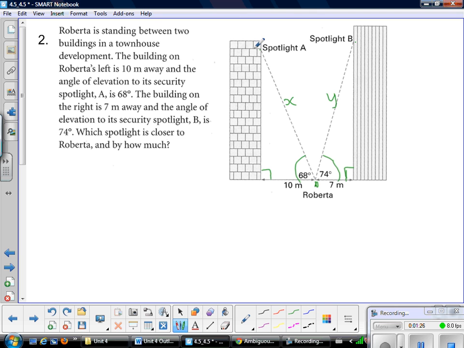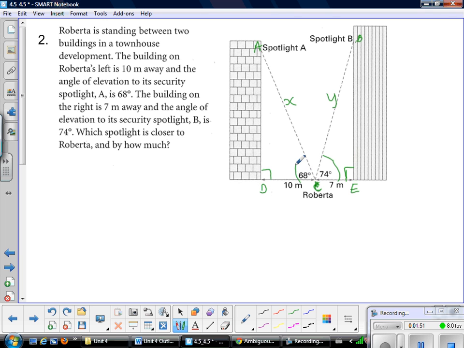So obviously spotlight A, so I'm going to call that A. We'll call this B, and we'll call where Roberta is C, and then we'll give a D for the bottom of this building and E for this one. So I'm going to find side length X first. And if you notice, it's a right angle triangle, so I should be able to use SOHCAHTOA for it.